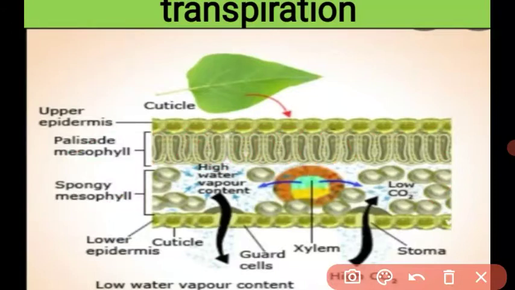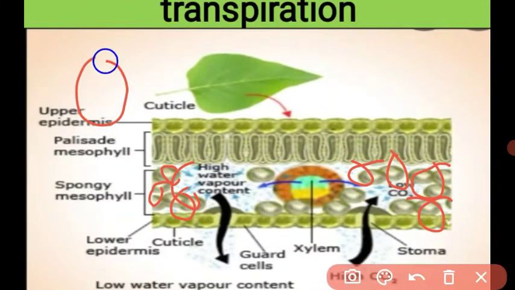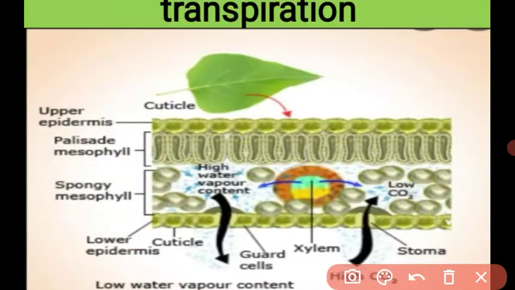Below the palisade cell, there is the spongy mesophyll cell. In between the spongy mesophyll cells, there is intercellular space. Intercellular space means the space in between the cells. The palisade mesophyll cells are closely packed to each other, but in the spongy mesophyll cell, many large intercellular spaces are present.